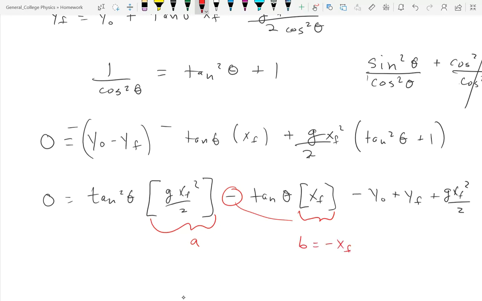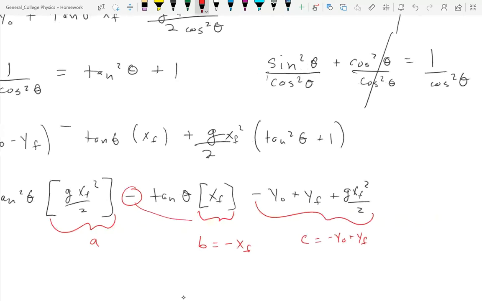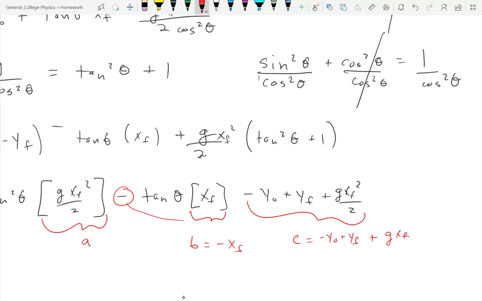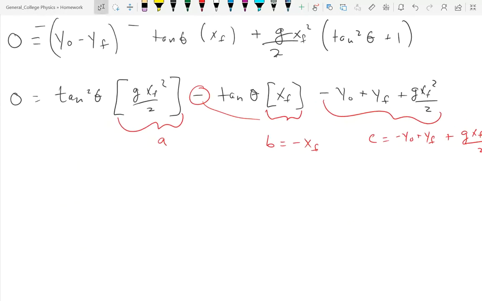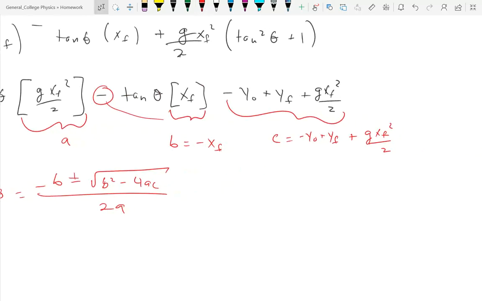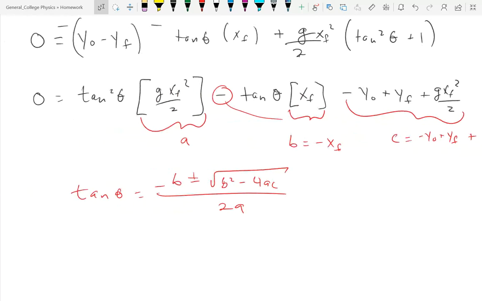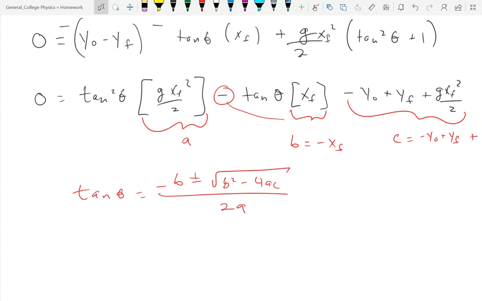B is minus x final. And then this here, there's my A, B, and C. And so using the quadratic equation, I put in those values for A, B, and C. You can get numbers for A, B, and C because we know everything that's in those. And when you put in the numbers, it will give you not one, but 2 values for tangent theta. And then you do inverse tangent, and it gives you 2 angles. And so you have 2 correct answers.